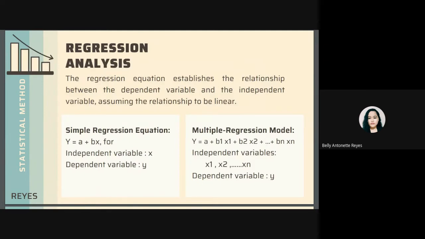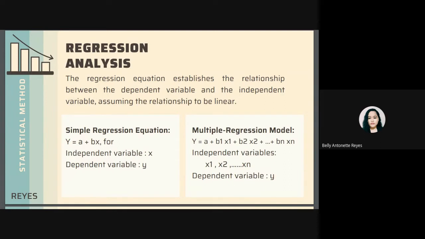Next method, we have the regression analysis. The regression equation establishes the relationship between the dependent variable and the independent variable, assuming the relationship to be linear. For some commodities, the independent variable is only one. Hence, we have the simple regression equation, which is just the same as the linear trend method we had earlier. We have the formula y equals a plus bx, wherein the independent variable is x and the dependent variable is y.